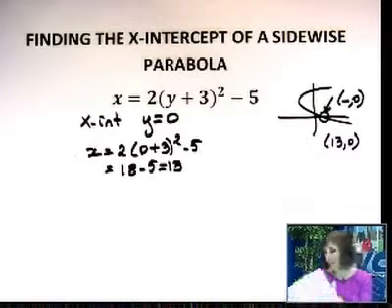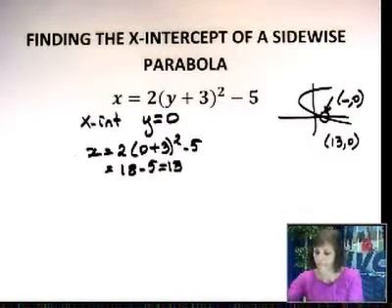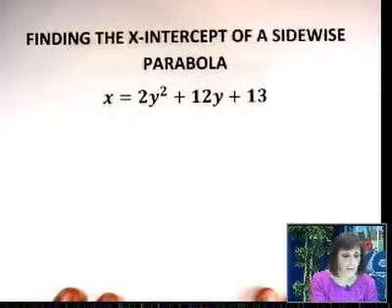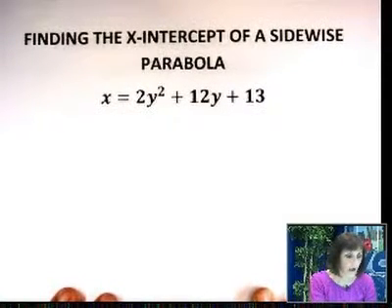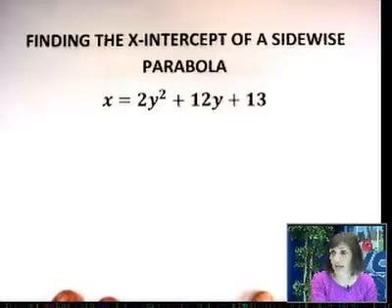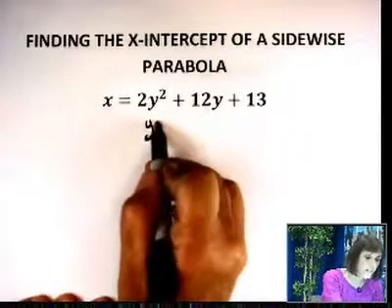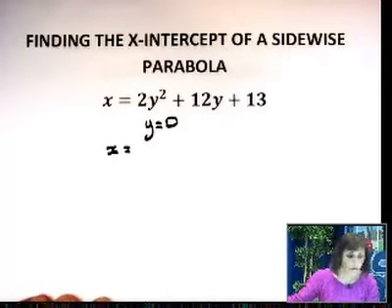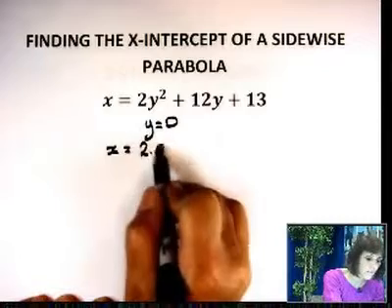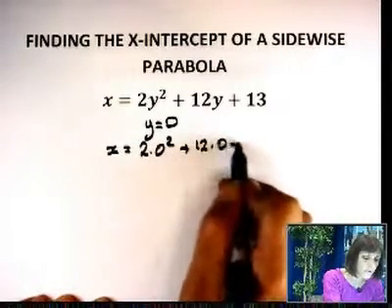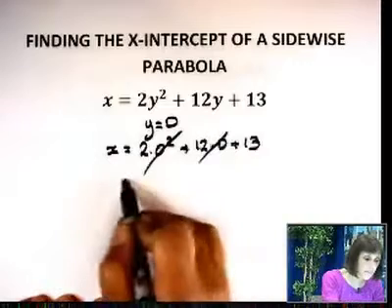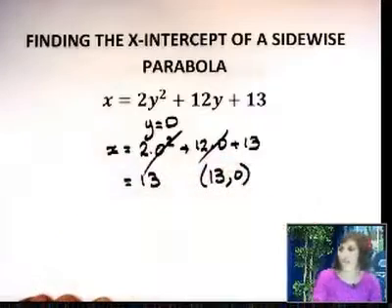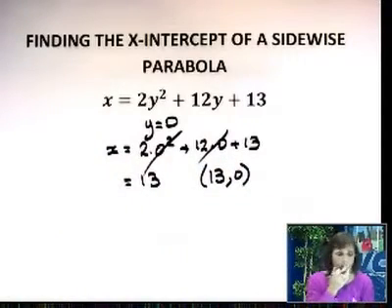Now, let's do something else. Find the x-intercept of a sidewise parabola. How do I get the x-intercept in this case? Again, you have to set y equals 0. This one is a little easier when it's in this form. When you put 0 in there, look what you're going to get: 2 times 0 squared plus 12 times 0 plus 13. This goes, and you have 13. What's my x-intercept? It's going to be 13, comma 0. Same result, but a different way.